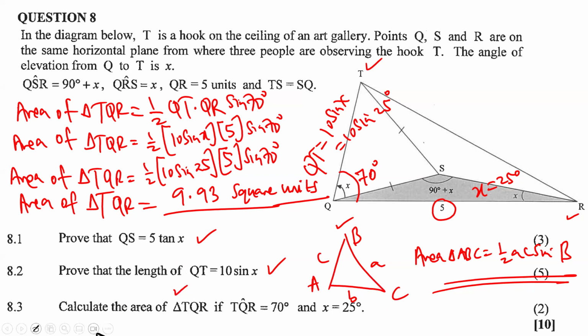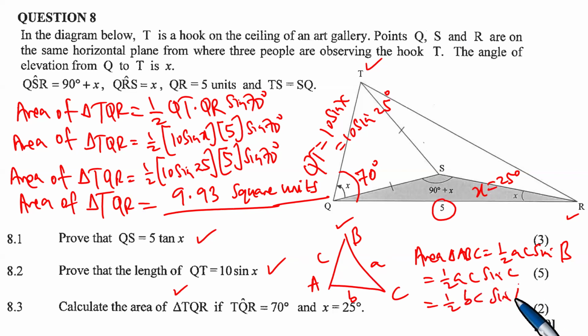But there are different versions of it. You can say it many ways. You can say half AC sine B, or half AB sine C, or half BC sine A. So half AB sine C is half the product of adjacent sides times the sine of the included angle. In this case, to find the area of triangle TQR, we said half QT times QR times the sine of the included angle 70. QT is 10 sine X, QR is 5, sine 70. So this is what we're getting.